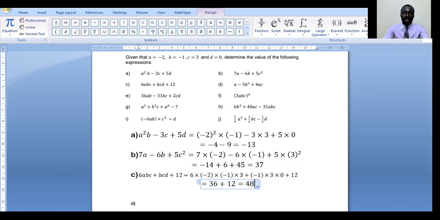To evaluate the value of an expression is to substitute the value of the variables inside the expression. When you do that, you can rest assured that what's going to come out will be fine.